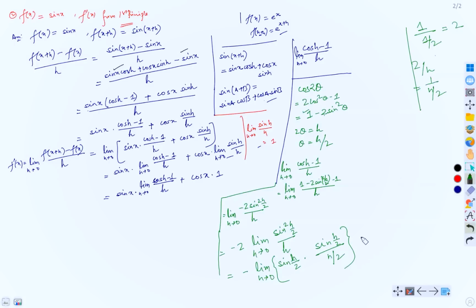Okay, so now we know that this one is 1, right? Limit t tends to 0, sine t by t equals 1, yes? And here we have our t as h by 2, therefore this part will be 1, yes? So h tends to 0, we can write in this way.